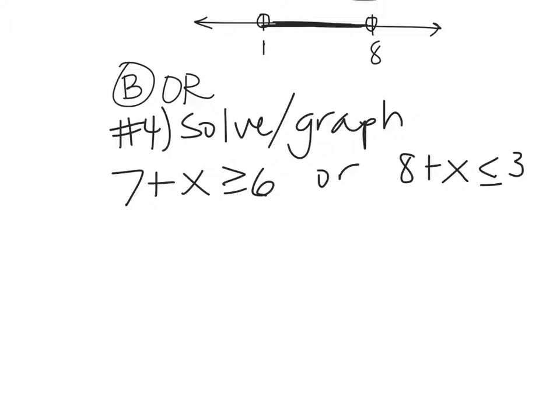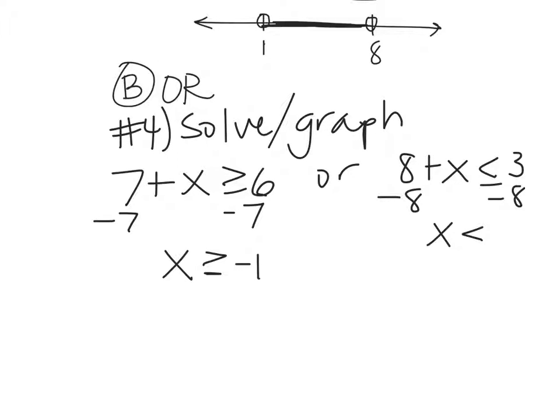Solve and graph. 7 plus x is greater than or equal to 6, or 8 plus x is less than or equal to 3. So let's go ahead and solve these. Solve them separately, and then we're going to get the answer combined in a way. So x is greater than or equal to negative 1. Over here, subtract 8.